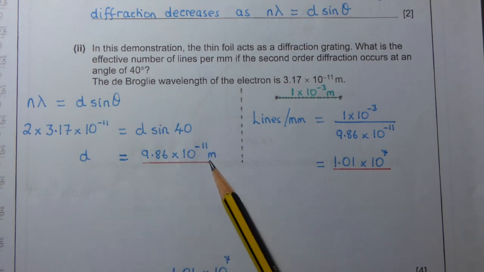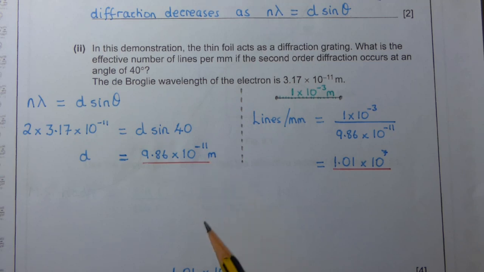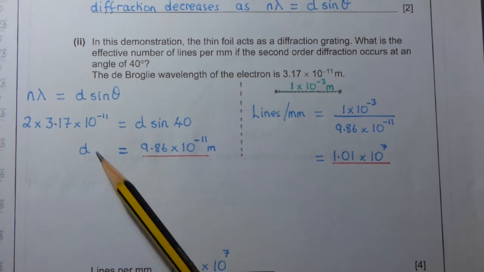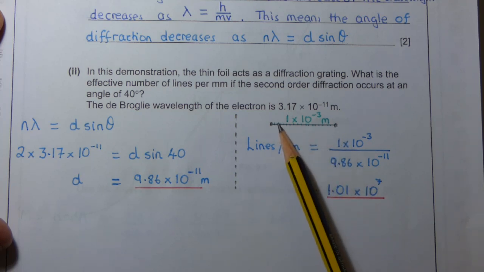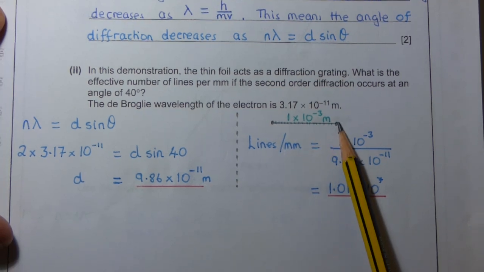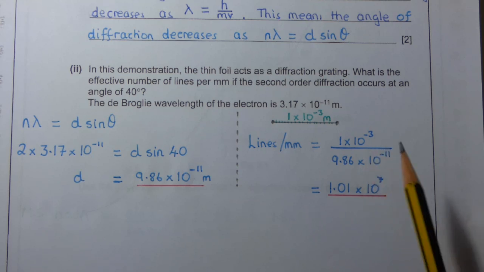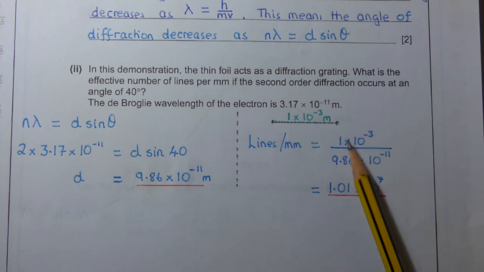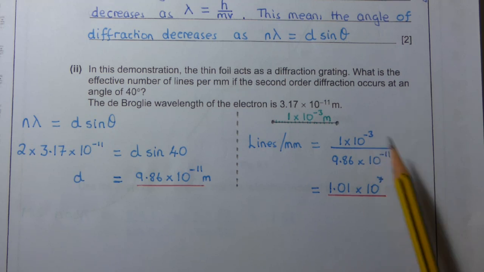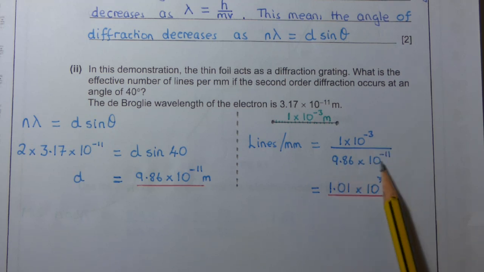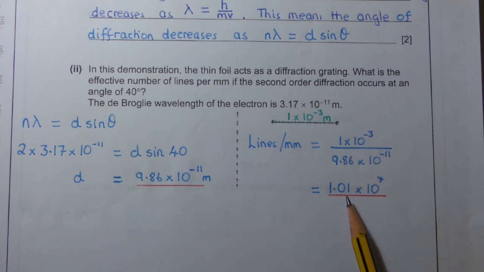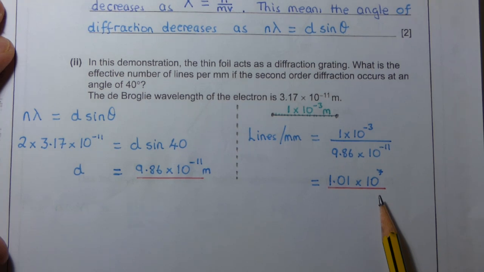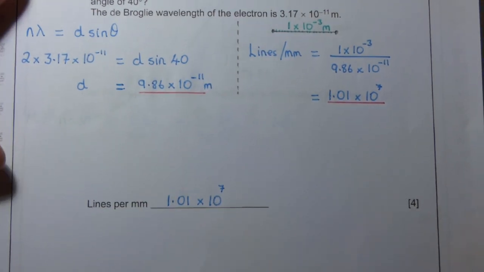So how many of them can you fit into a millimetre? That's what it means when it says the lines per millimetre. How many gaps per millimetre? Well, there's a millimetre, and you ask how many of those gaps fit in there. So what would you do? You'd say, there's the millimetre, in metres it's 1 times 10 to the minus 3, and that's the size of one of the gaps. So how many of them are in there? The answer is a lot: 1.01 times 10 to the 7 of them. And that's the answer that they're after.